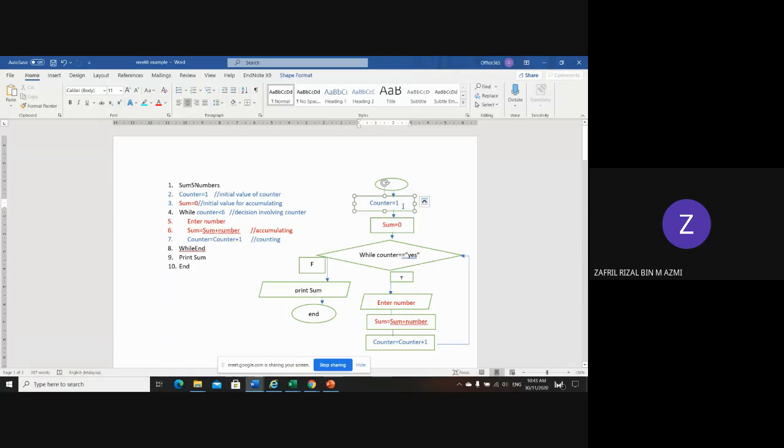Okay, so counter must equal to yes for the initialization. If you put y over here, then it must be y. Okay? Next, what else?